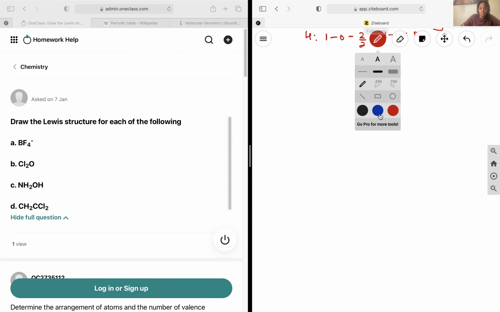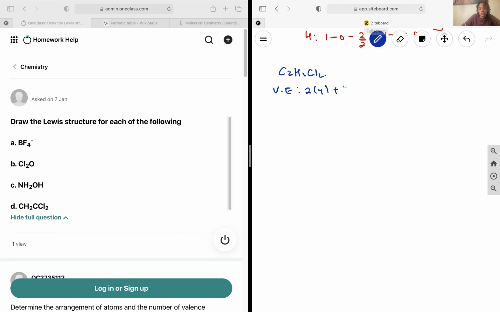And then lastly, we have CH2Cl2. So let's just rewrite that as C2H2Cl2. Let's count our valence electrons. You're going to have 2 by 4 plus 2 by 1 plus 2 by 7. That's going to give us 8 plus 2 plus 14. So that is 24 electrons to take care of.